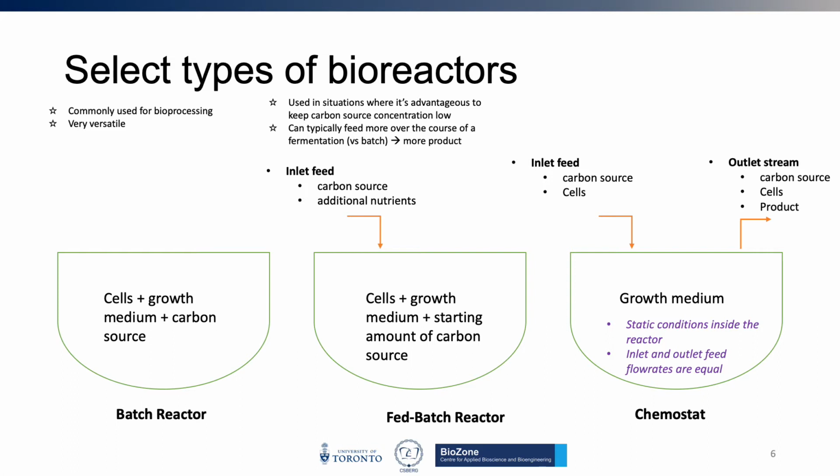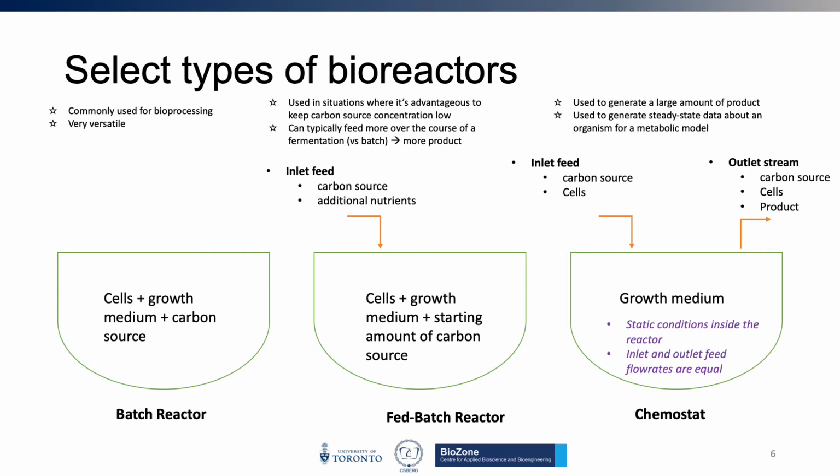Finally, you have a chemostat, where you start off with just growth medium in the reactor, and then you have an inlet feed with carbon source and cells, and an outlet stream with carbon source, cells, and product. Once steady state is reached, the inside of the chemostat will look like the outlet stream, and you also have the inlet and the outlet volumetric flow rates equal in this situation.